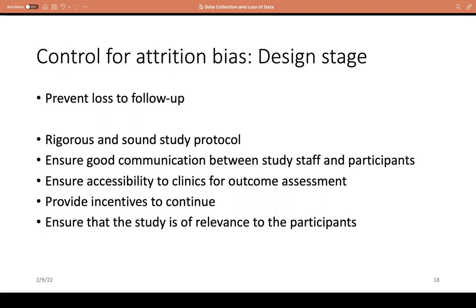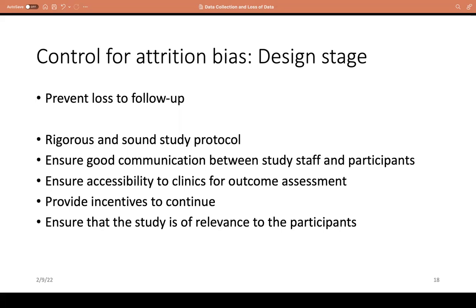So in the design stage, again, you want to try to prevent loss to follow-up or missing data. The first thing that you should always do, and really have to do nowadays, is have a rigorous and sound study protocol. Now you're basically required to submit this to clinicaltrials.gov, and it goes through tremendous review to ensure safety for the participants, which is paramount. But also that your methodology is rigorous, and that you're going to be able to consistently apply the study protocol across sites.